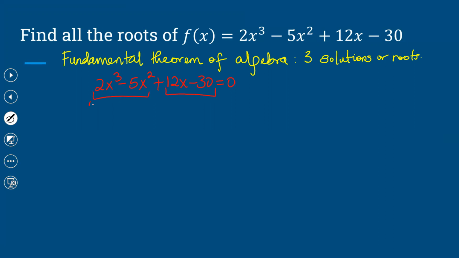Because this is like 2 multiplied by s squared x, and this is like 5 multiplied by s squared, this is like 6 multiplied by 2x, and 30 is 6 multiplied by 5. So you can see that the first group has s squared in common, and the second group has 6 in common. So we can factor those out. s squared (2x minus 5) plus 6 (2x minus 5).